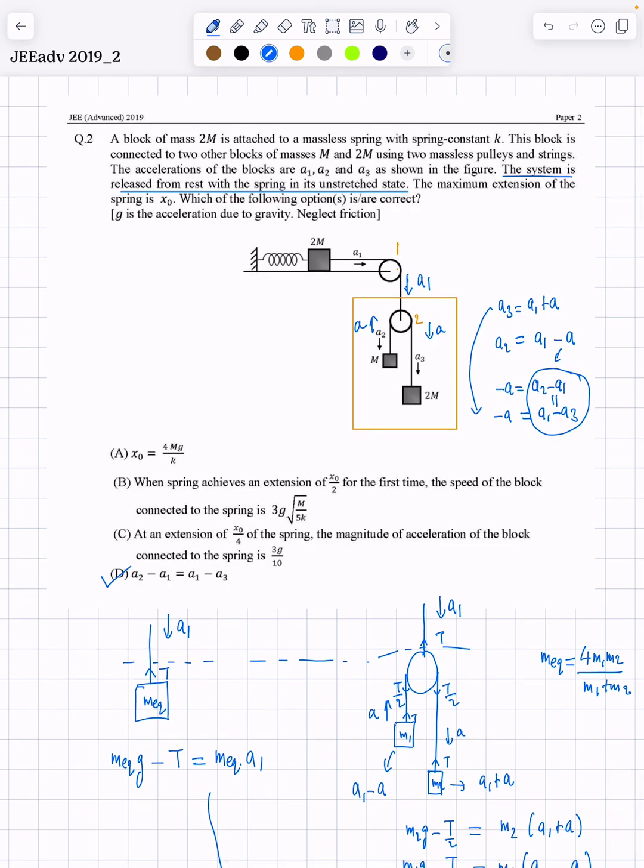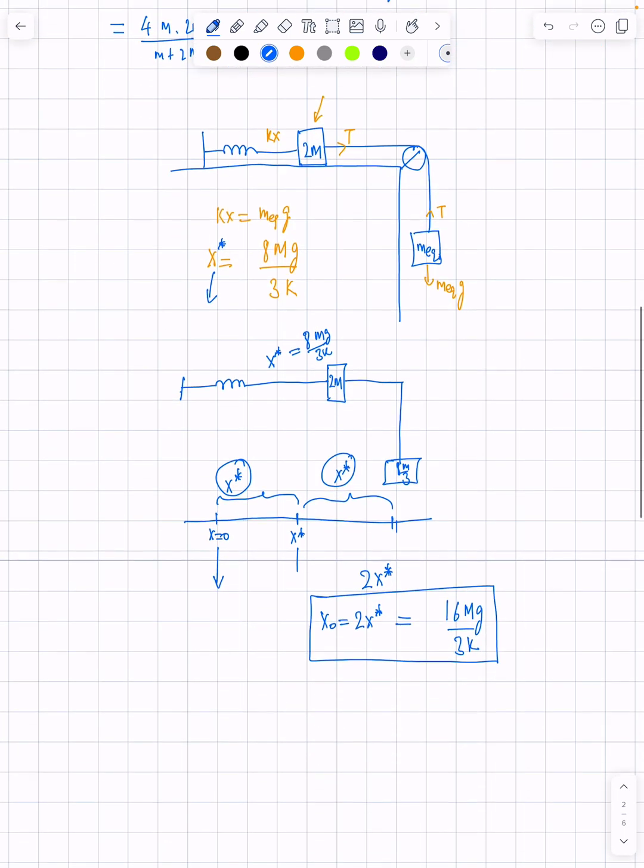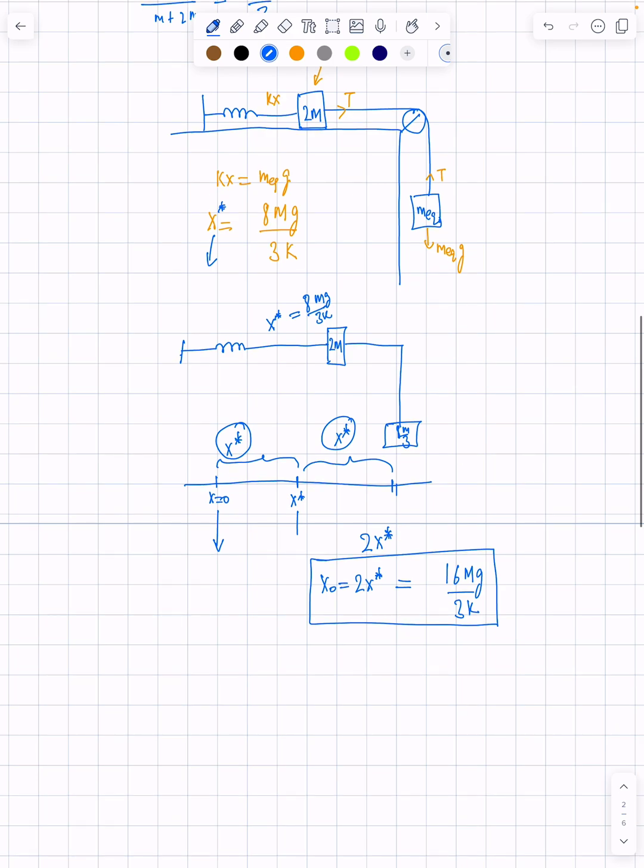not correct. Now the second part B says when the spring achieves an extension of x naught by 2 for the first time, the speed of the block connected to the spring, basically the 2m is this. So we can use conservation of energy. What x naught over 2 means is nothing but the equilibrium position, because we said that this is x naught, so this is x naught over 2. So they are asking the velocity of the block 2m when it is at the equilibrium position.